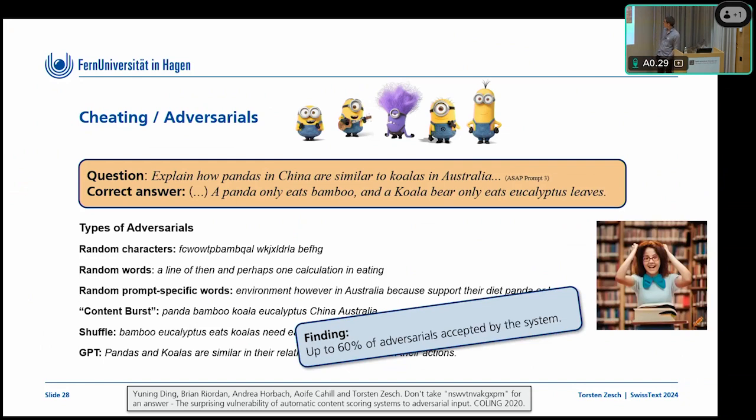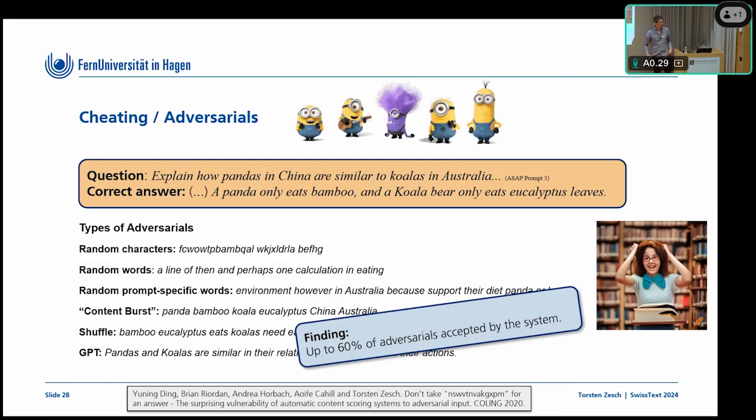And of course, that makes our student happy. So I introduced a new character here, because now they can. And it's surprisingly hard to harden the system against these cheating attempts. So that is also not so good.